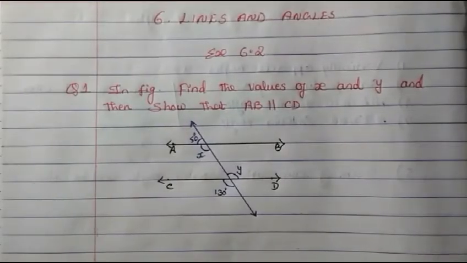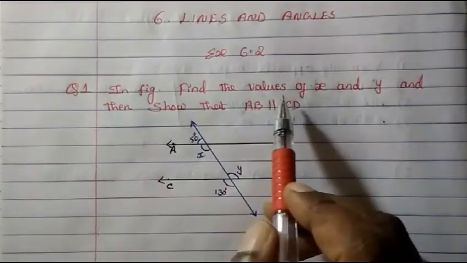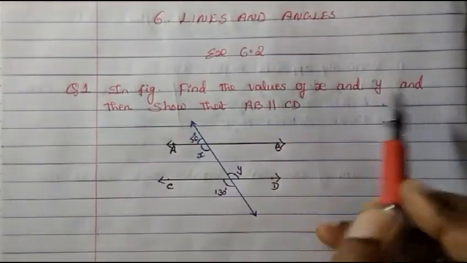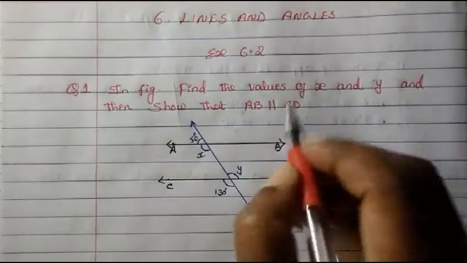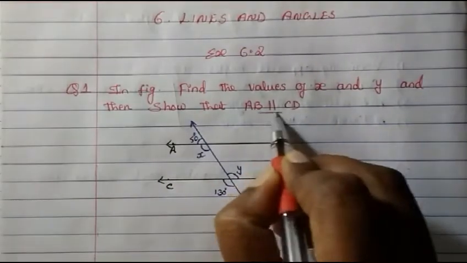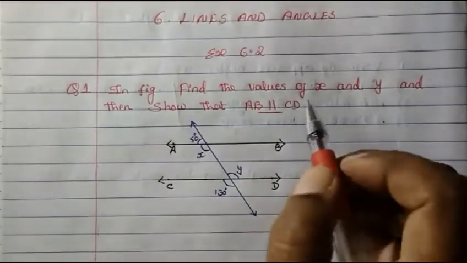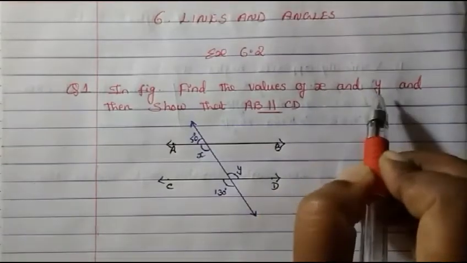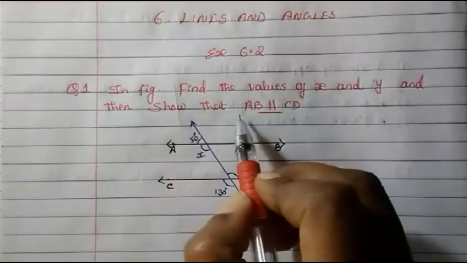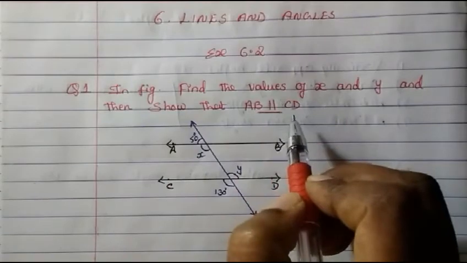Today we are going to study from chapter 6, Lines and Angles, exercise 6.2, question 1. In the figure, find the values of x and y and then show that AB is parallel to CD. So what we have to do is find the values of x and y, and then show that AB is parallel to CD.